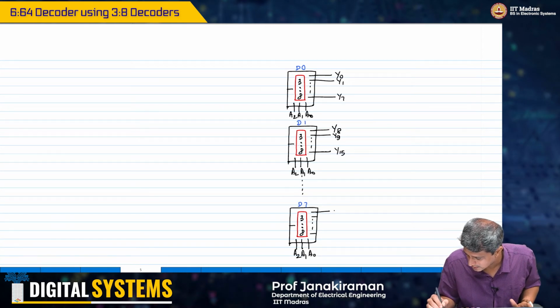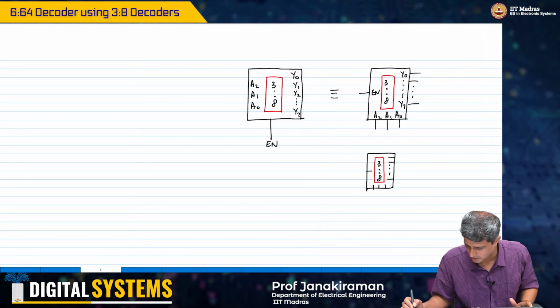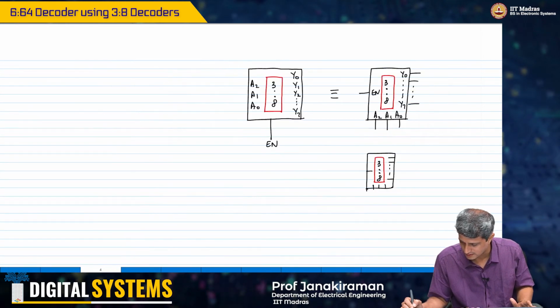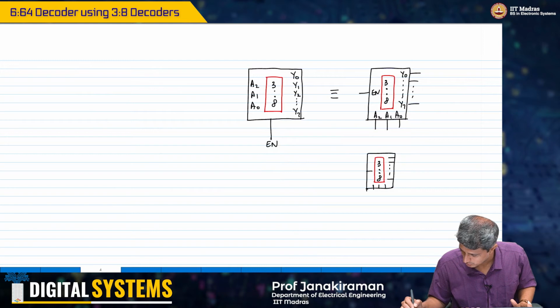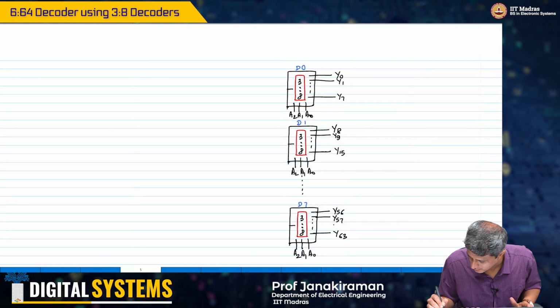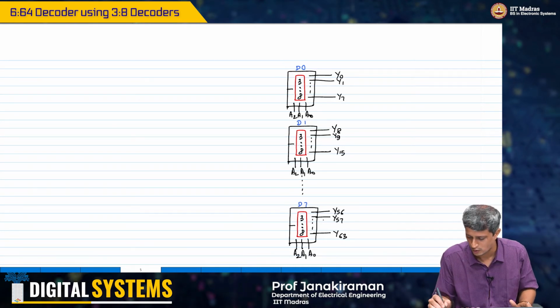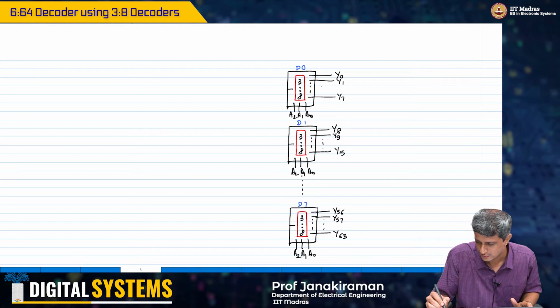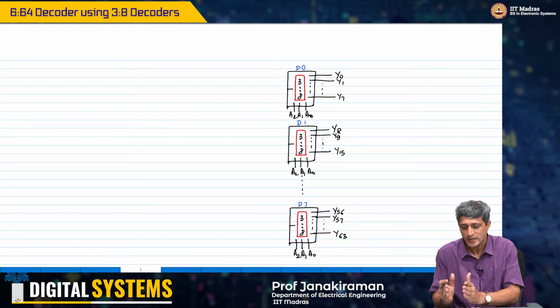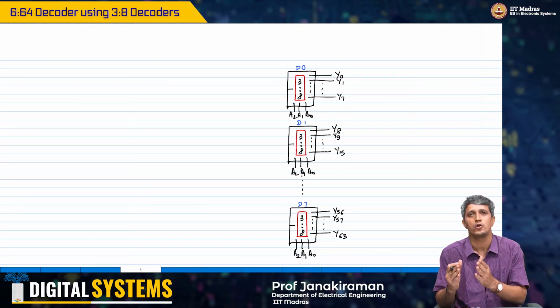Finally, this is going to be the last thing, Y63. So what was this output there? Y56, Y57, and then dot dot dot. Okay. So what you see now is, just observe each of these decoders D0 to D7.